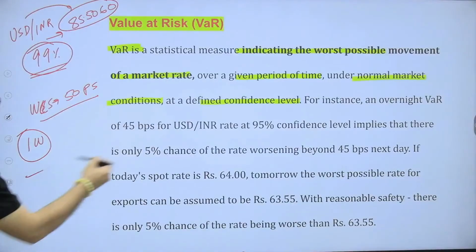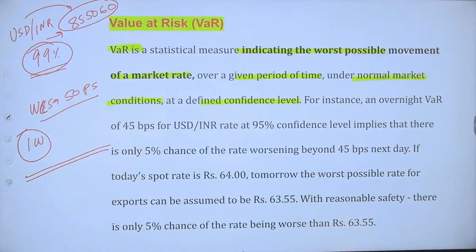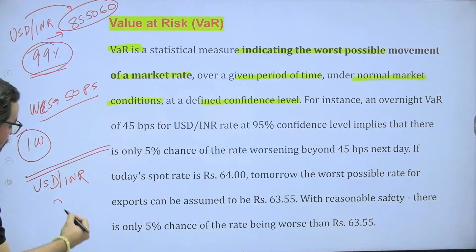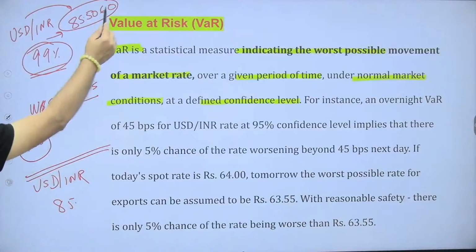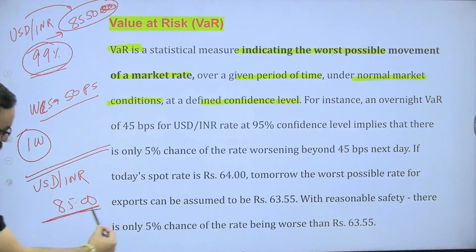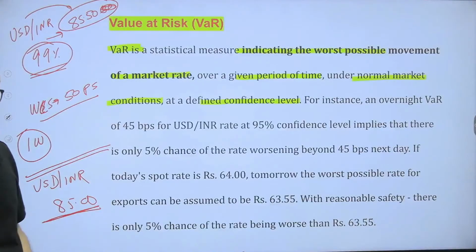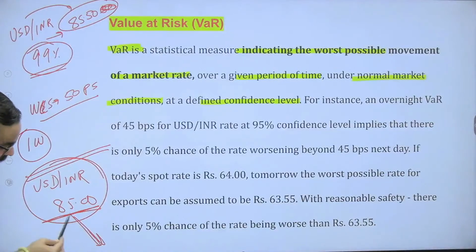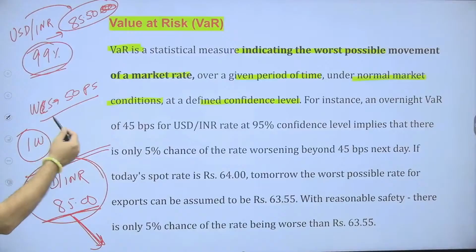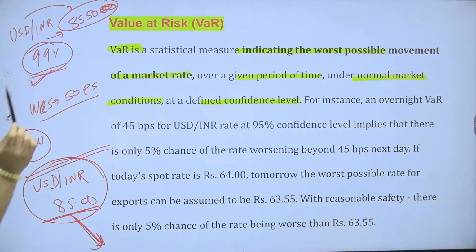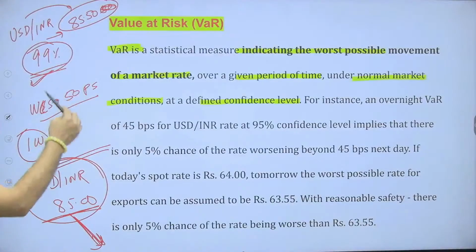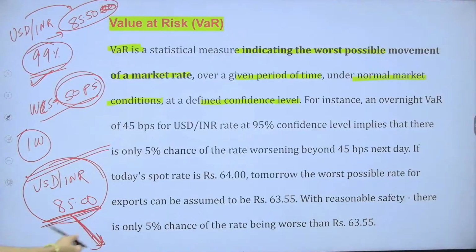Now how will you interpret this particular one? That means there is only 1% chance the currency pair USD INR can come down below the 85 point, let's assume it is this, 85. So within the next one week there is only 1% chance that the price of USD INR will come down below this 85 benchmark. So VAR basically has a confidence level, that is 99%. That means there is only 1% probability that the price of USD INR will come down below this worst case scenario, which is 50. So this is your confidence level.